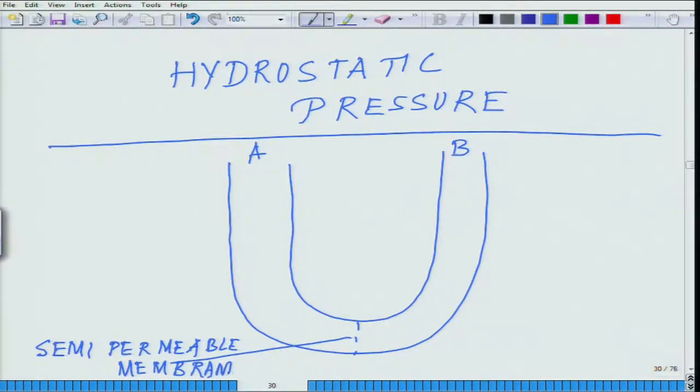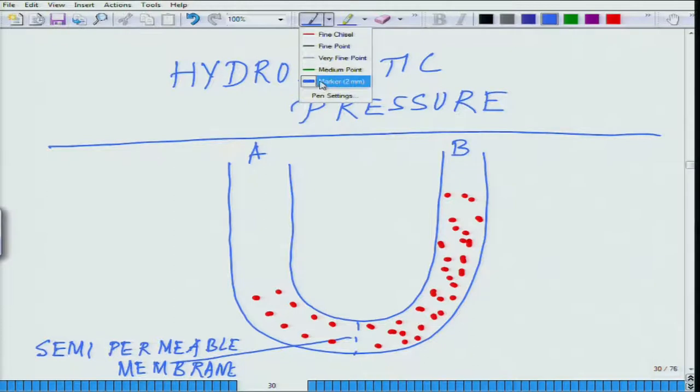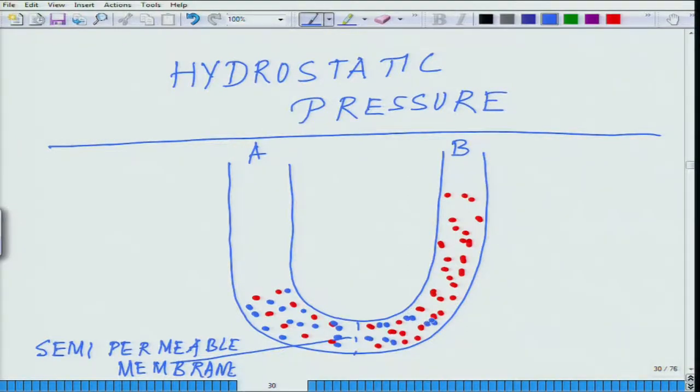The semi permeable membrane allows water molecules to pass, and I told you that since on the side of B the solute concentration is higher, so now I'm showing the solute by red. Solute is higher, and here by blue I'm showing the water molecules. There will be a shift of a lot of water molecules to side B. So just again to show you, the number of solute molecules is extremely high as compared to the solute molecules on one side.